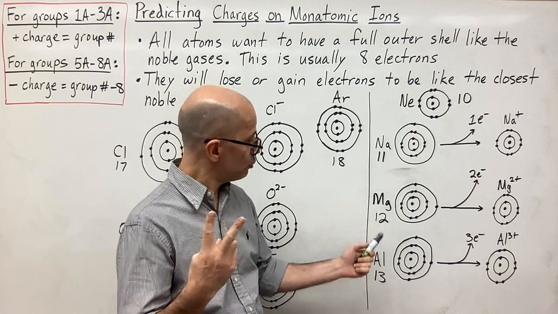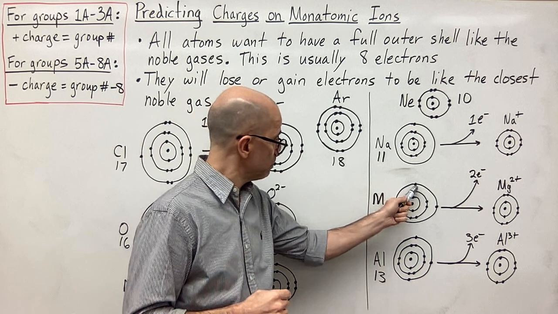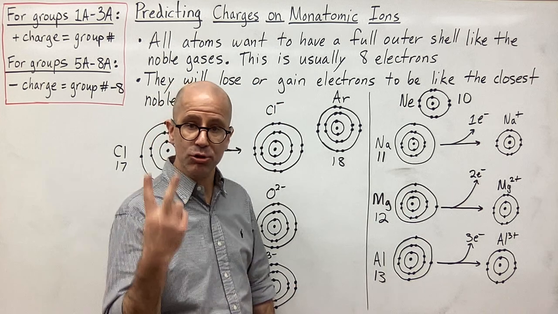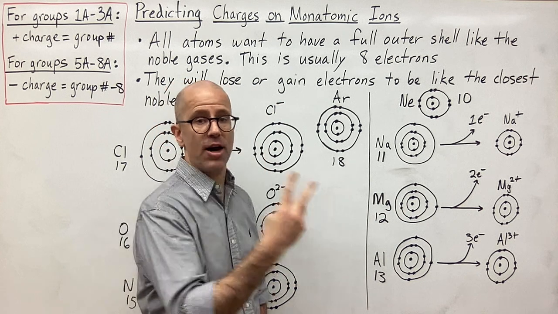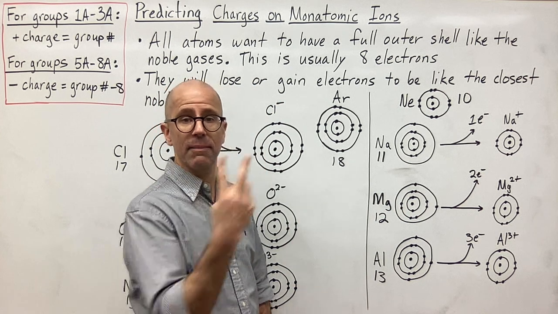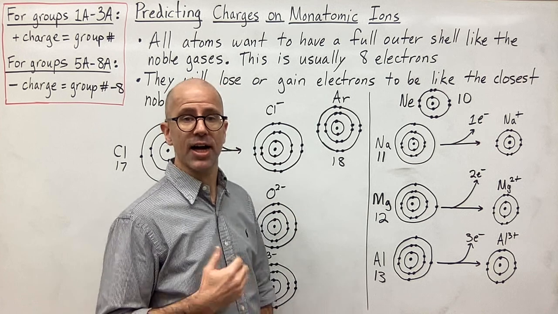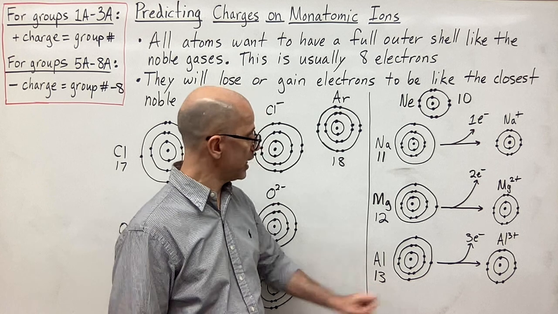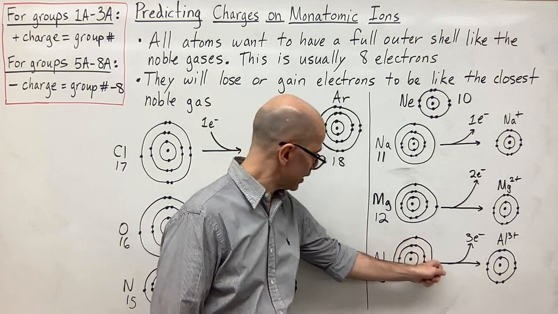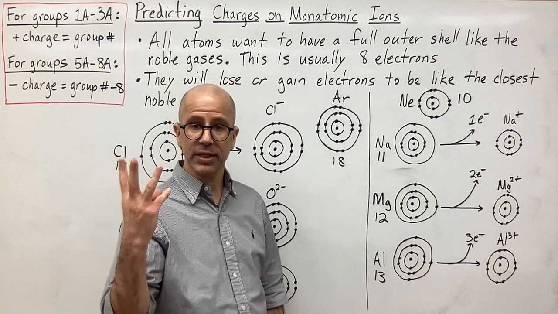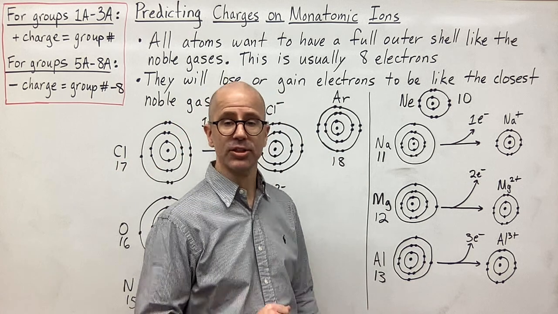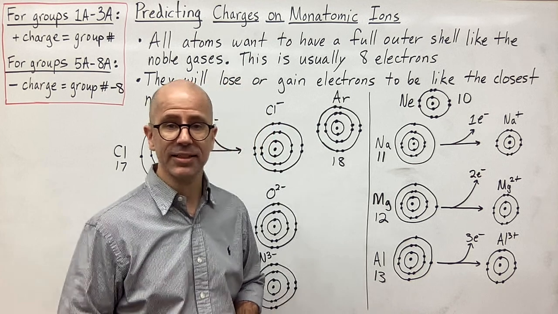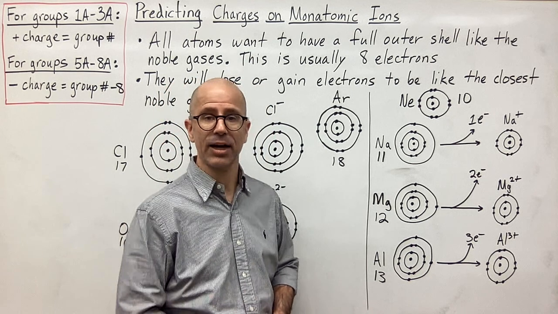Magnesium is in group 2A, because it's got 2 valence electrons, so it's going to lose those 2 electrons and get a +2 charge. So the group number 2 matches with the +2 charge on the magnesium. Same thing with aluminum. Aluminum is in group 3A. It's got 3 valence electrons. It's going to lose those 3 electrons, get a +3 charge. So its group number matches the positive charge on the ions, and that's for all the ions in that group.